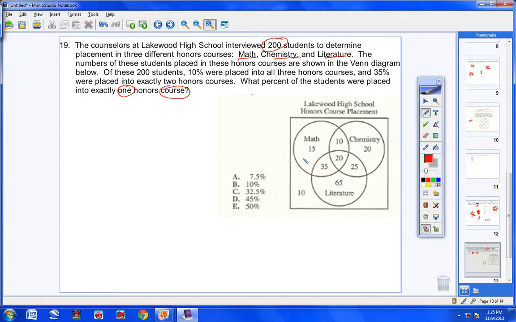Okay, in mathematics, how many students took mathematics only? 15. 15 students. Notice that number 15, if I were to shade that in, it doesn't fall in any other circles. In chemistry, how many took chemistry only and none of the other honors courses? 20. Notice how if I shade that area in with a 20, that doesn't fall in any of the other circles. And then how many students took literature only that did not take any of the other honors courses? 65. If I were to shade in this 65 area right here, notice how it doesn't fall in any other circles. I'm so sorry, guys.